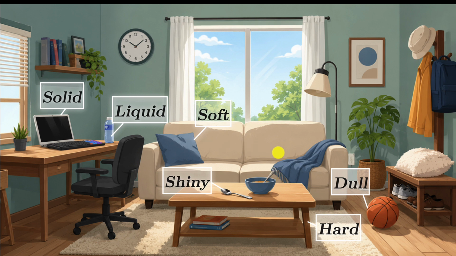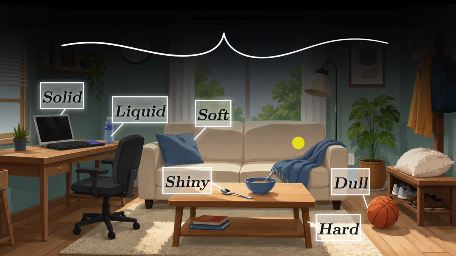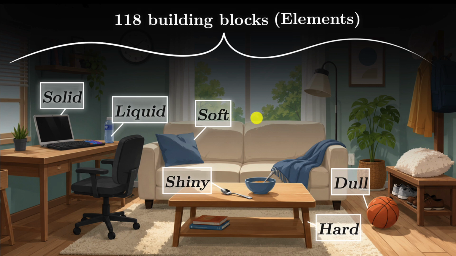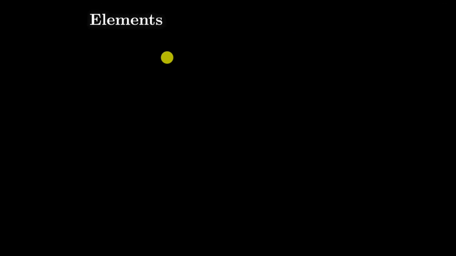But here's the fascinating part. Even though the world seems filled with endless variety, everything around us is made from different combinations of just 118 building blocks. That's it. These are called the elements. So let's explore these elements in detail.